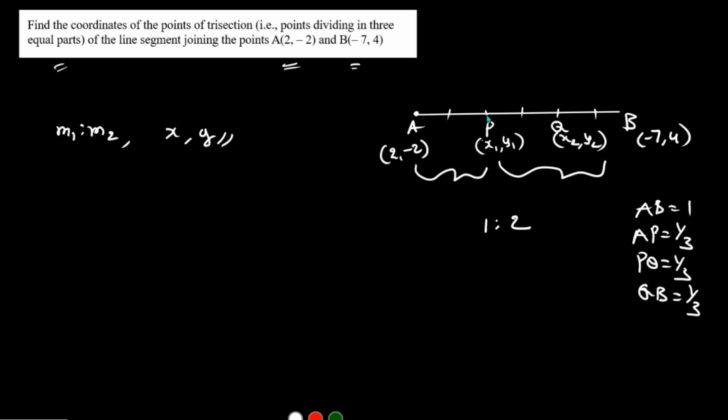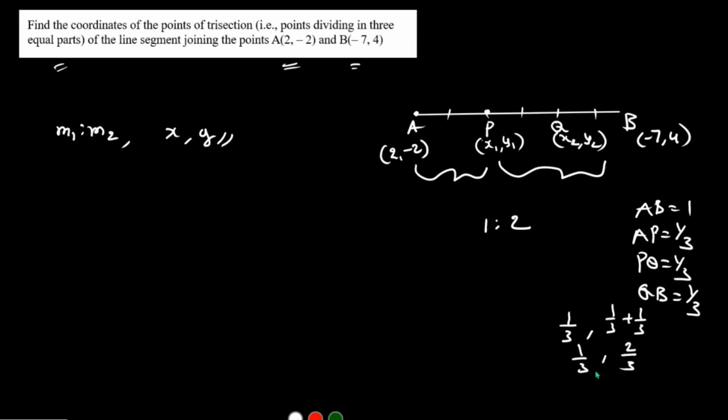Now we are finding the point P. So this AB line is in the ratio of 1:2. How does it come to 1:2? Here is the ratio. This part is 1/3, right? And what is this part? It's 1/3 plus 1/3, so it's 2/3.